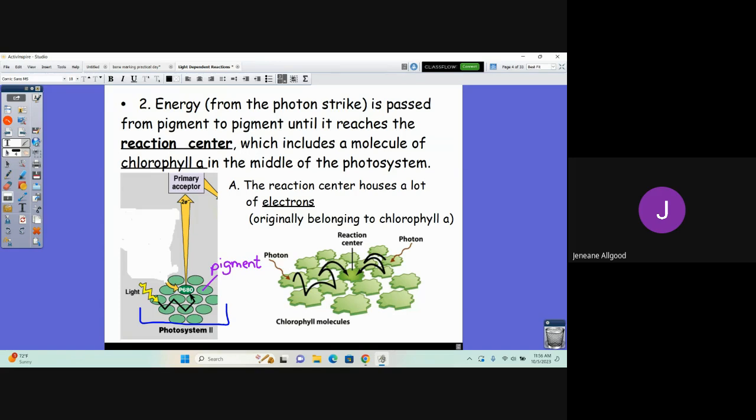Okay, the thing about the reaction center that's important is that it houses a lot of electrons. Specifically, these are originally going to be electrons belonging to chlorophyll A. Eventually, we're going to have replacement electrons from a different source.